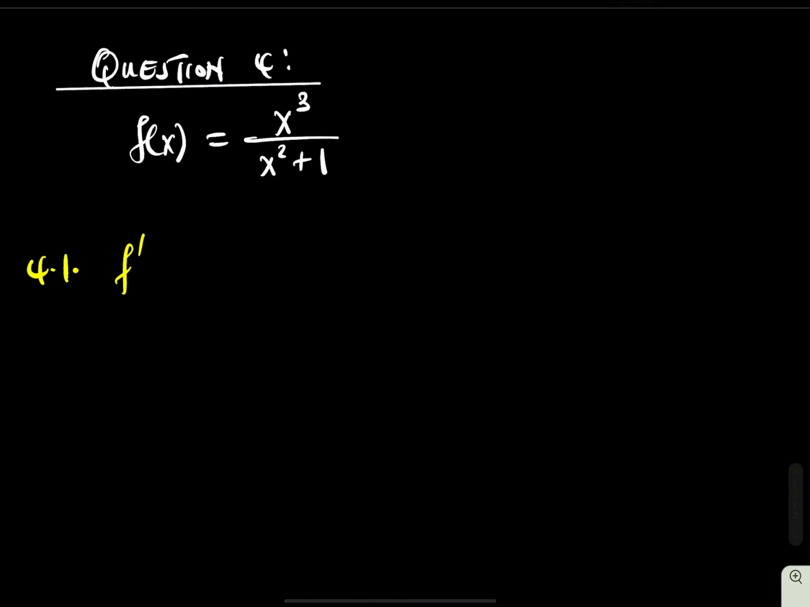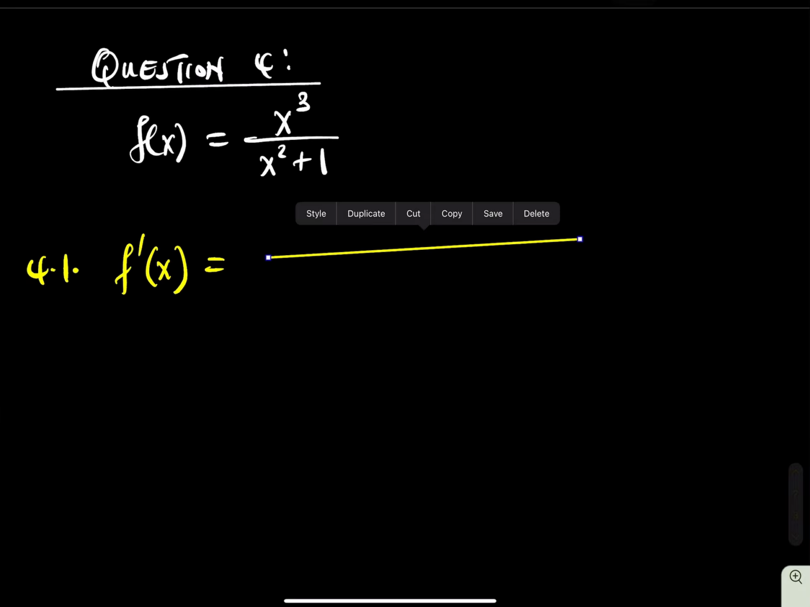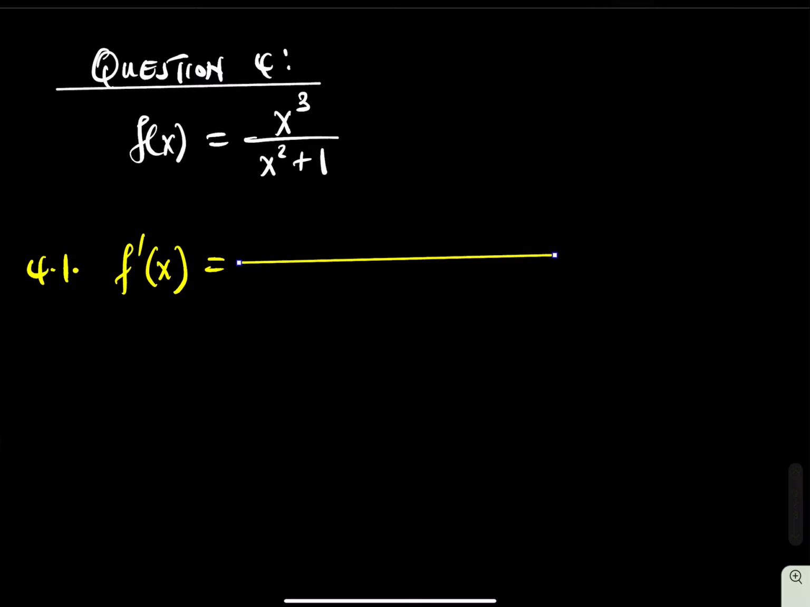Because that is a quotient expression, I'm going to use the quotient rule. And that means that I have to square my denominator. Let's square our denominator firstly. So that is going to give us x squared plus 1, this is squared. Now you need to differentiate your numerator. That is going to give you 3x squared. Let's keep our denominator. That is going to be x squared plus 1.